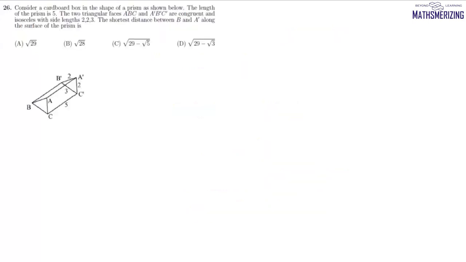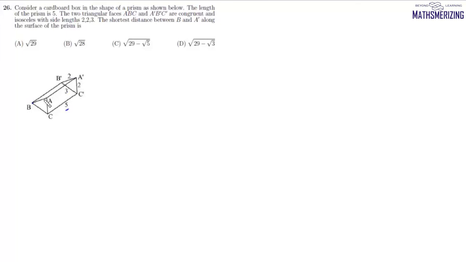Now question 26 is, consider a cardboard box in the shape of a prism as shown below. The length of the prism is 5 units. The two triangular faces ABC and A'B'C' are congruent and isosceles with sides 2, 2 and 3. The shortest distance between B and A' is. So we have to find the shortest distance between B and A'.